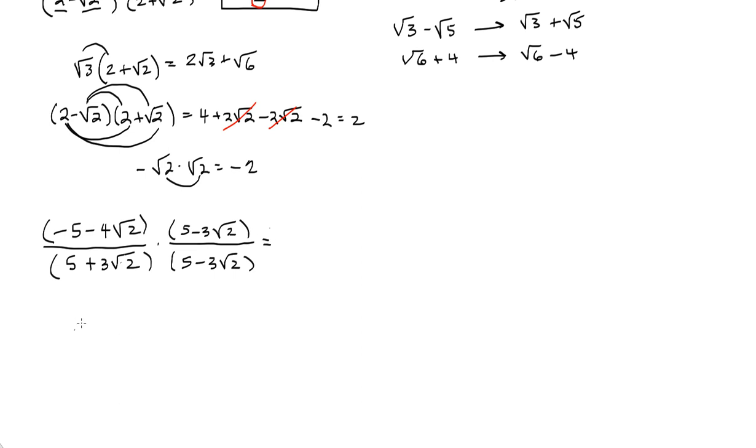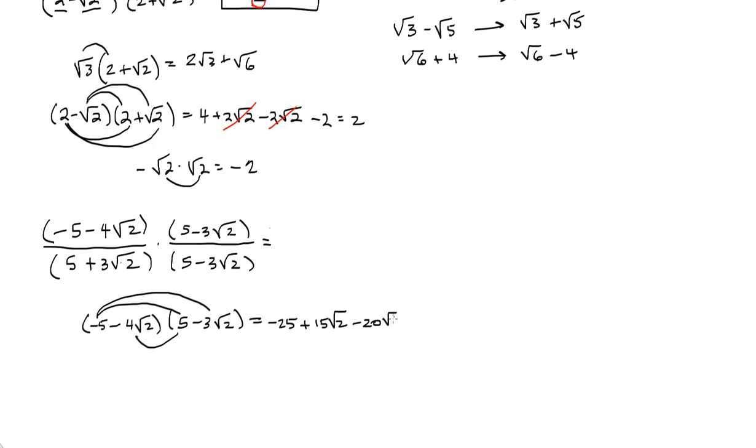What have we got? We've got (-5 - 4√2) times (5 - 3√2). We're going to have to FOIL this. Negative 5 times 5 is negative 25. Outside, negative 5 times negative 3√2 is plus 15√2. Notice how I did not multiply anything outside times anything inside. Inside terms here, negative 4√2 times 5 is negative 20√2.